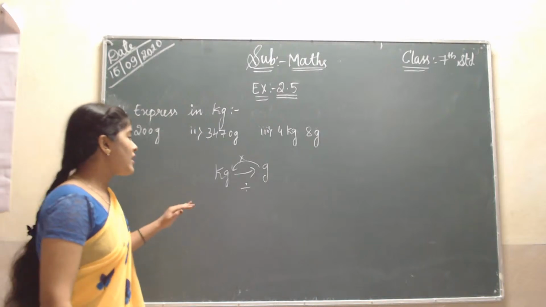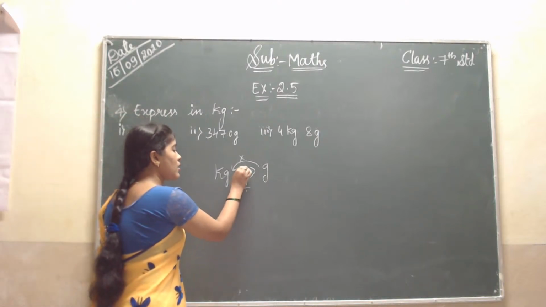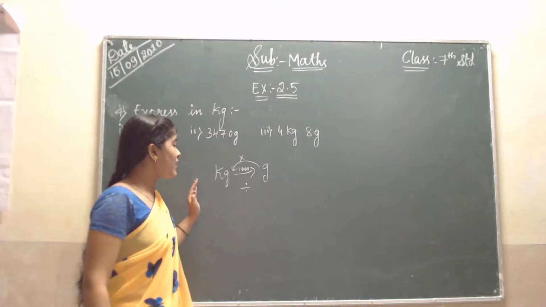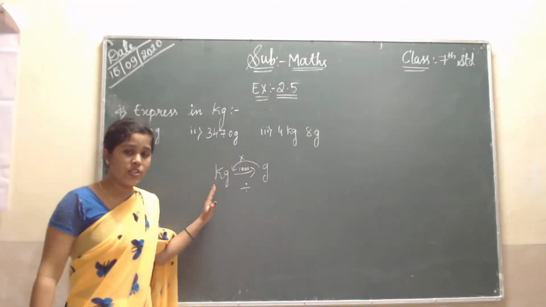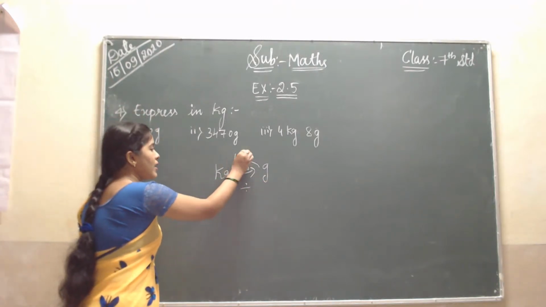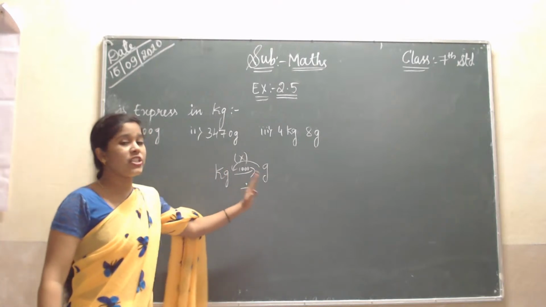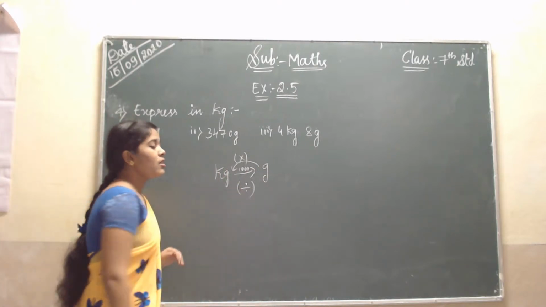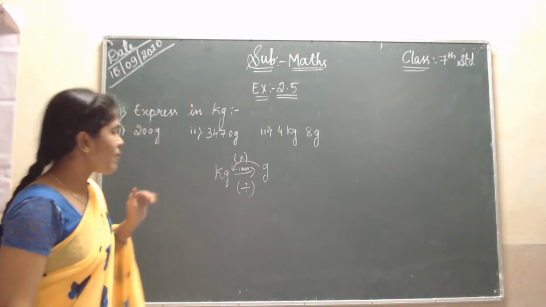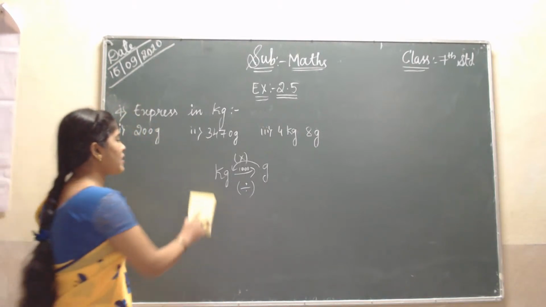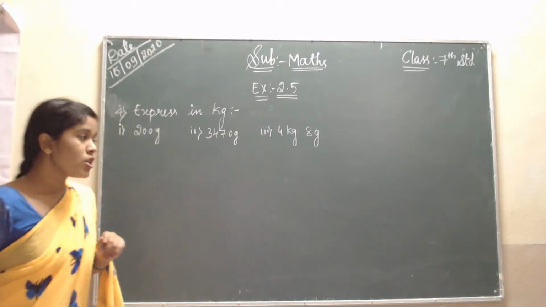Remember this, 1 kg is equal to 1000 gram. So while converting gram to kg, smallest to biggest, you have to multiply. While converting kg to gram, we have to divide with 1000. Understood? Remember this. Now we are converting biggest to smallest. Biggest unit to smallest unit.